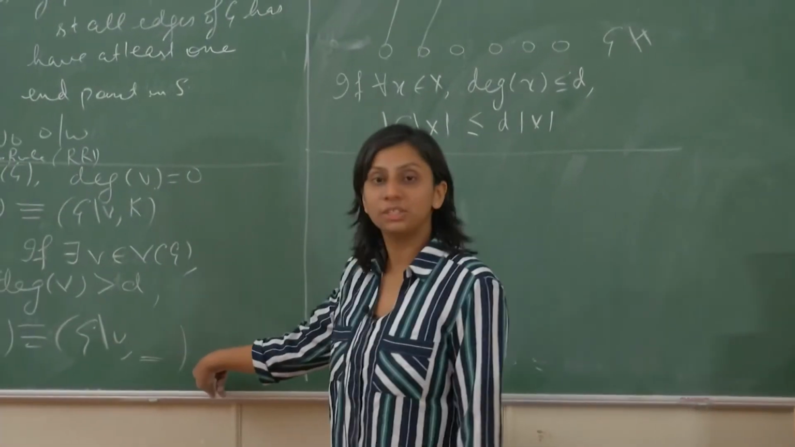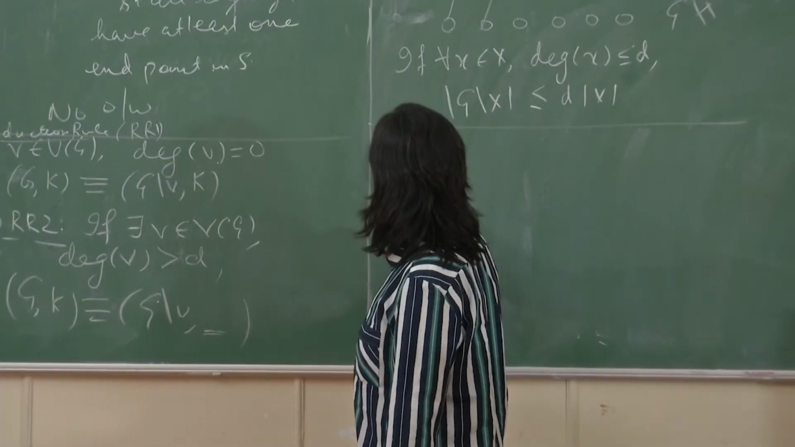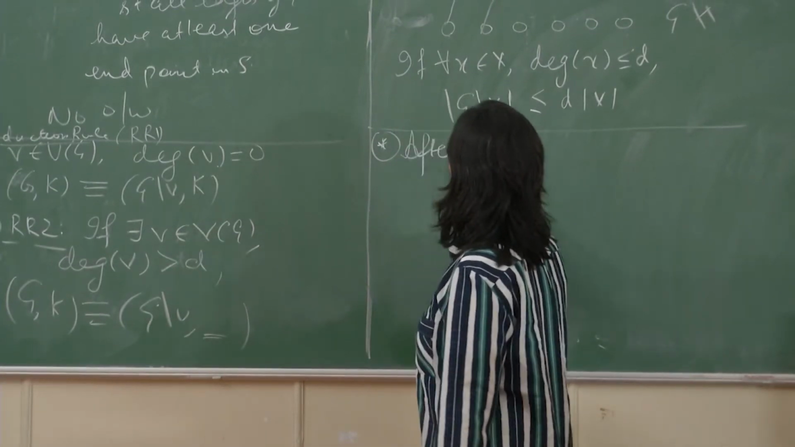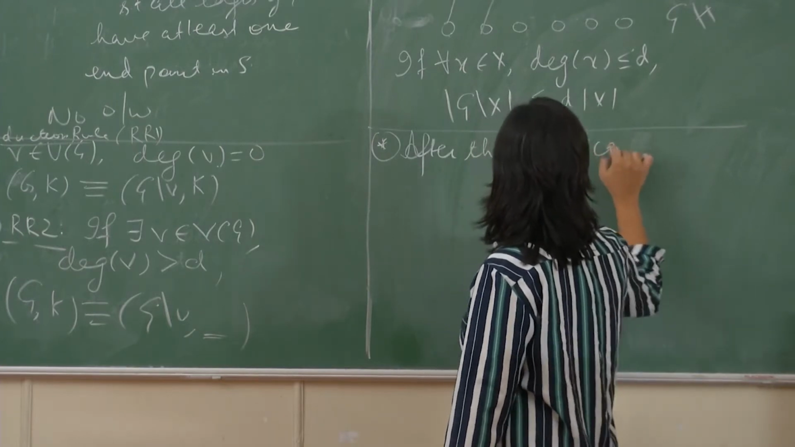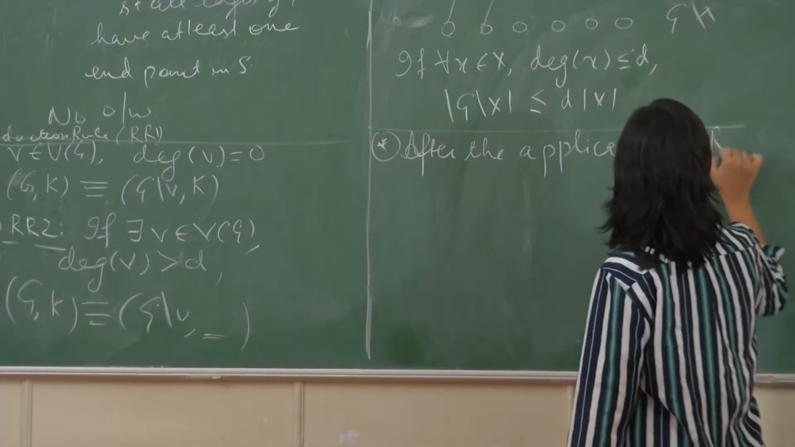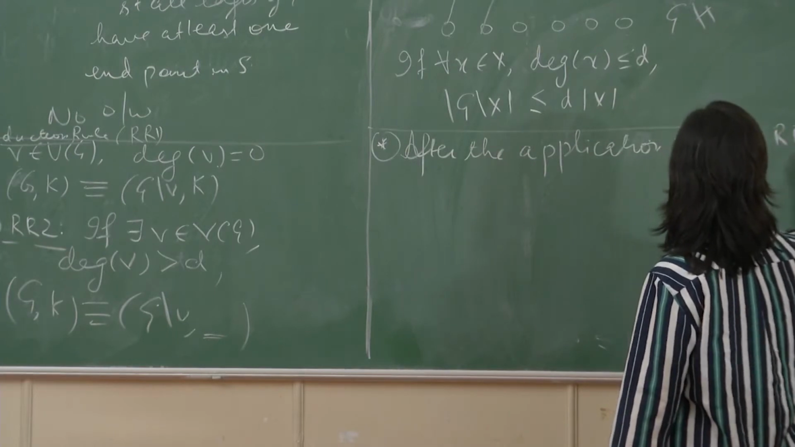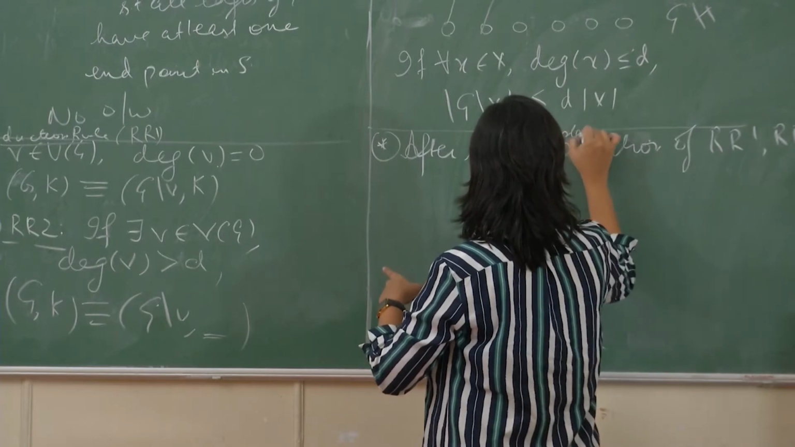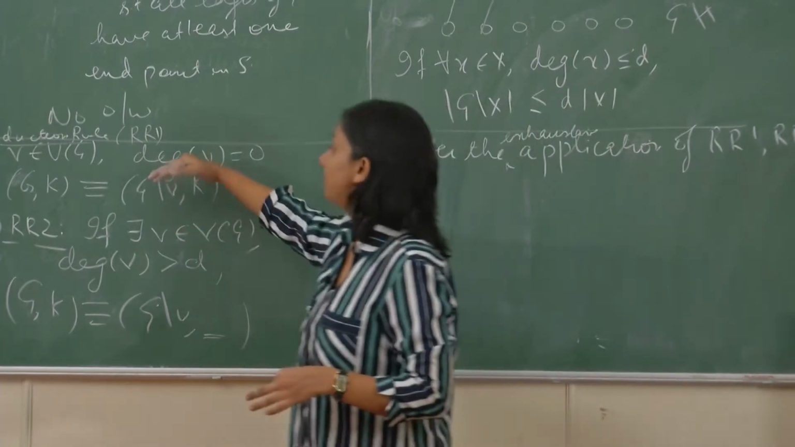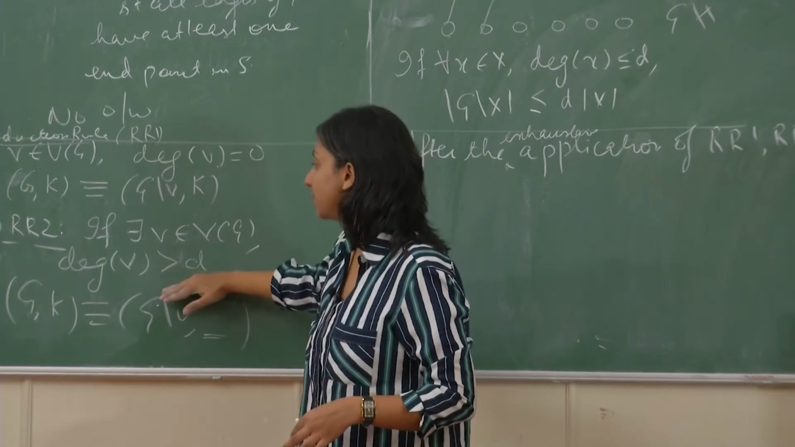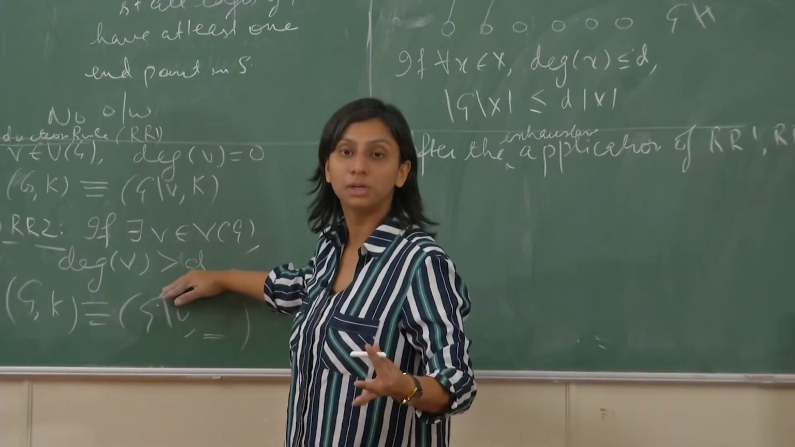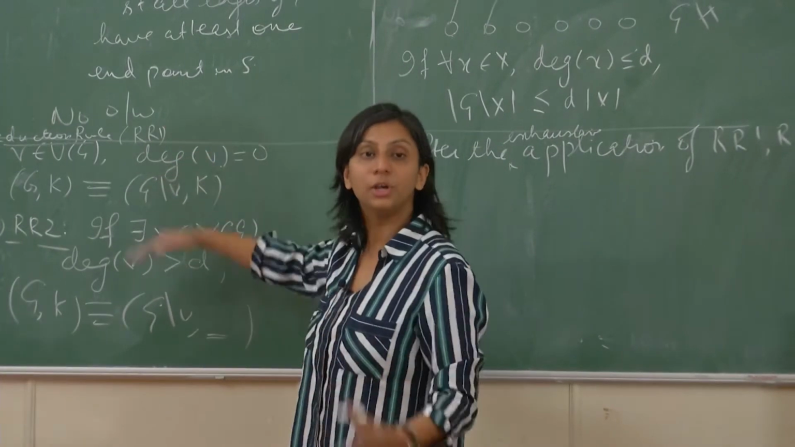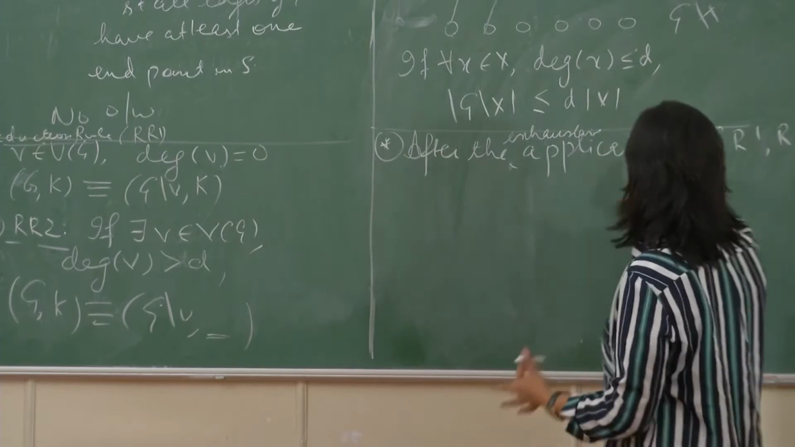Now, let's say after the application of reduction rule 1 and reduction rule 2. When I say after the application, I actually mean after the exhaustive application. Which is, when you apply this rule and then you apply this rule, you might get some new degree 0 vertices, and then you might have to apply this rule again. And you keep on doing it. And you stop after the application of this reduction rule.